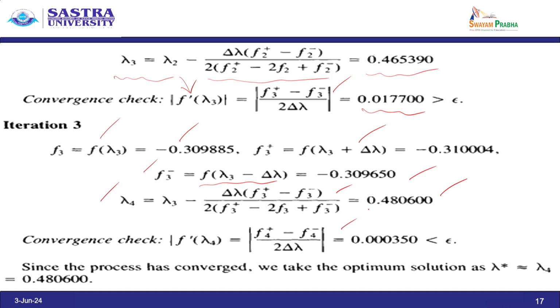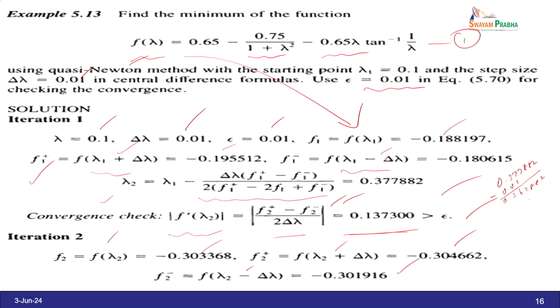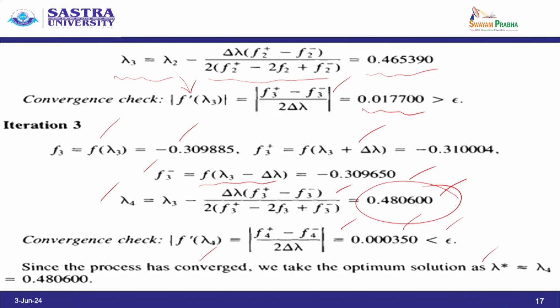For the convergence, you take modulus of f dash of lambda 4, which is equal to modulus of (f4 plus minus f4 minus) by 2 delta lambda, which is equal to 0.000350, and the value to 3 decimals is also less than epsilon. Now, it is equivalent to 0, therefore, the process has converged. So, we have the optimum value lambda star approximately equal to lambda 4 equal to 0.480600. So, this is the solution of the quasi-Newton method for the function. Thank you.